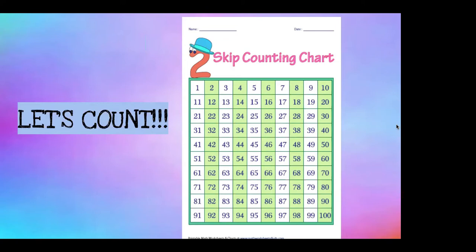Okay, we're going to pause. We're going to skip to 76, and we're going to start at 76. Ready? 76, 78, 80, 82, 84, 86, 88, 90, 92, 94, 96, 98, 100. You guys did it. You're awesome. Your math brains are now warmed up.